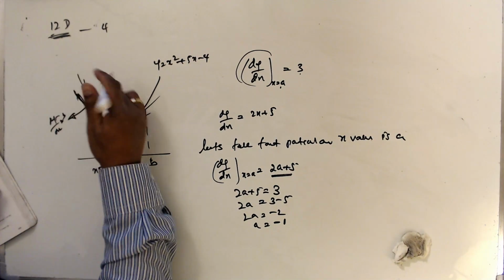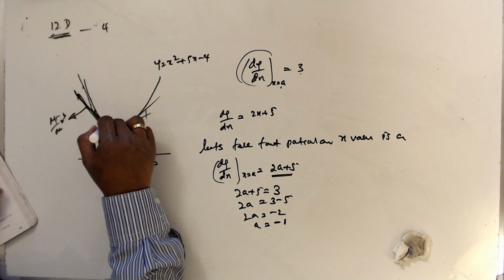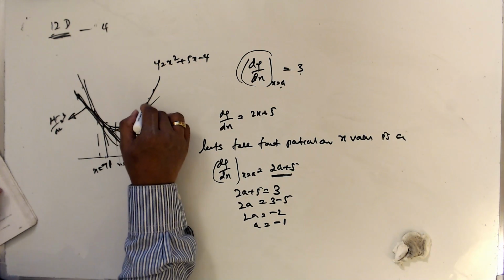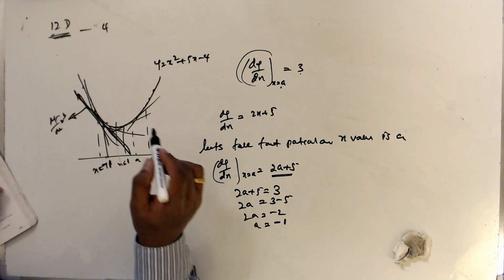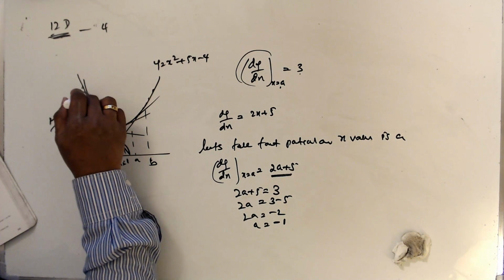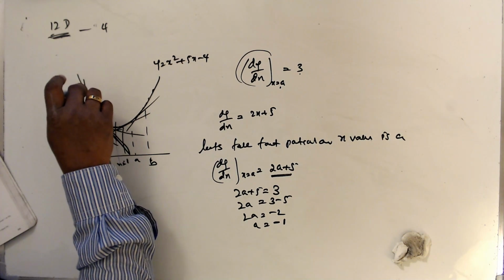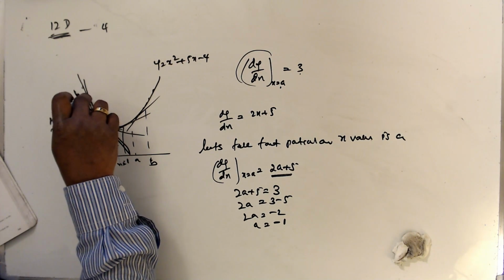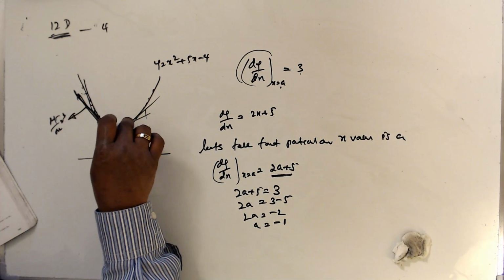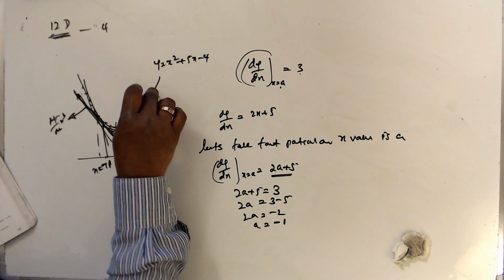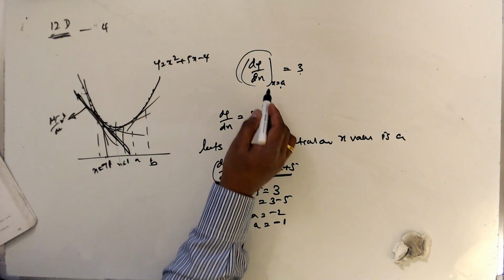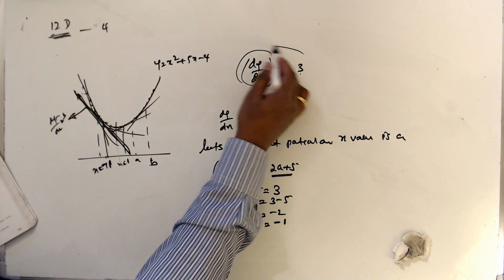Just to recap, the curve has different gradients. If I explain properly, if you take a point on this curve and take another point on this curve, they have two different gradients. Each and every point has a different gradient. But only one particular point has a gradient dy by dx of 3.